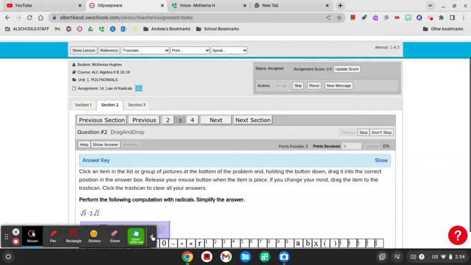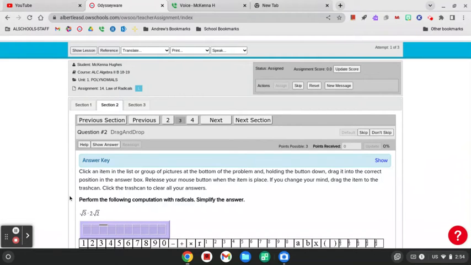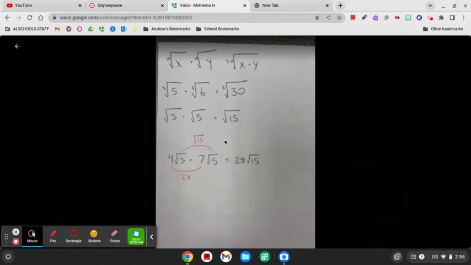All right, McKenna. Looking at this lesson on law of radicals, there's really three chunks to this. The first one's very short. There's only two questions about it. And I already sent you a message with some examples.